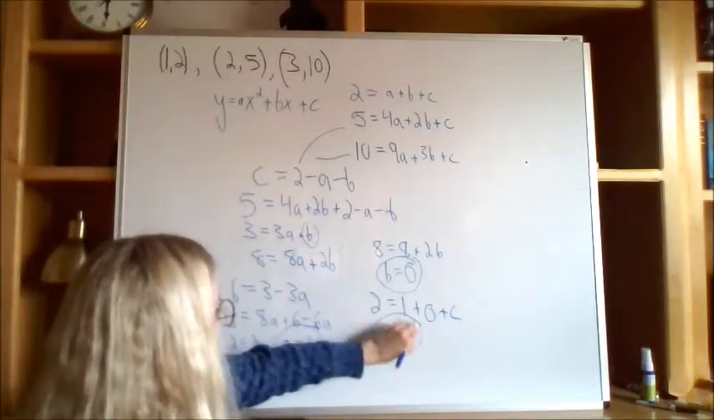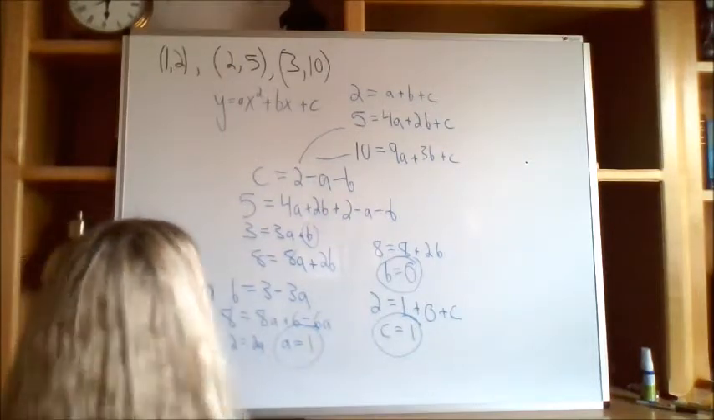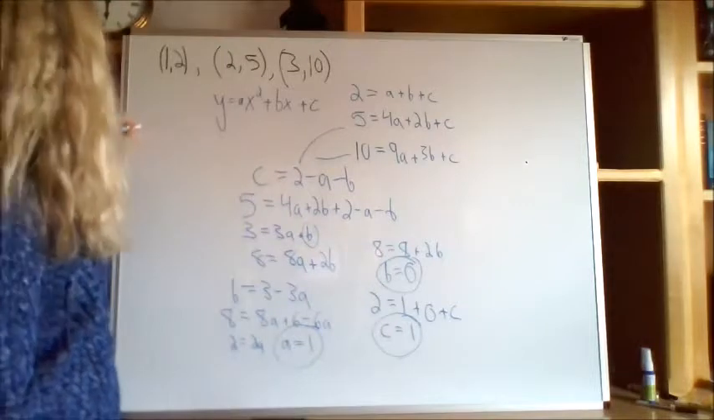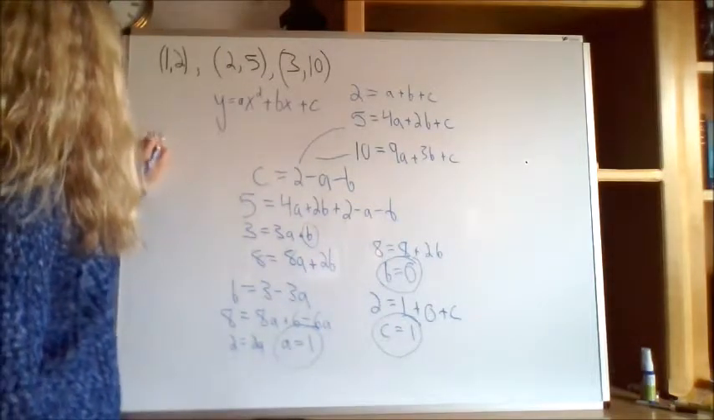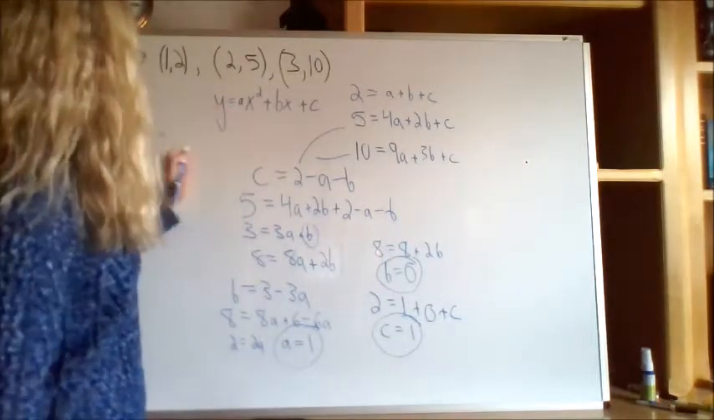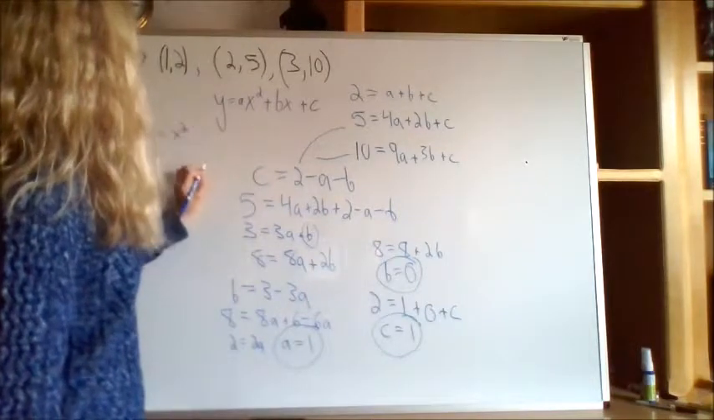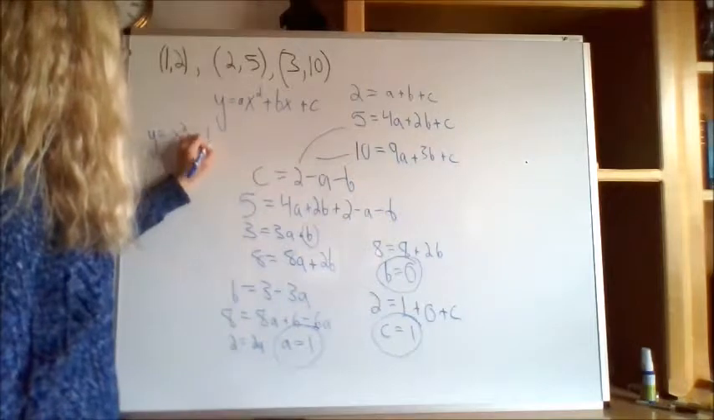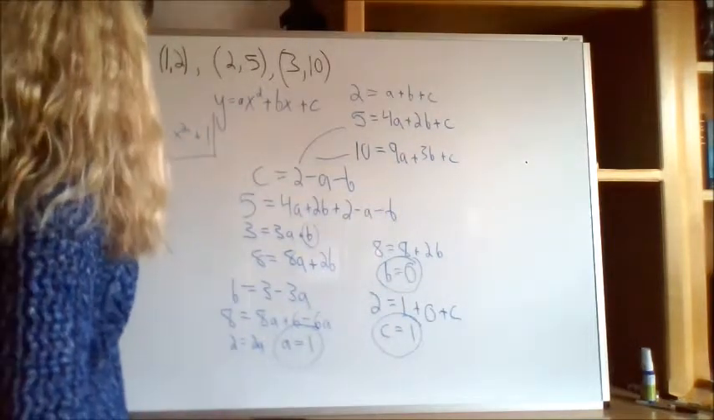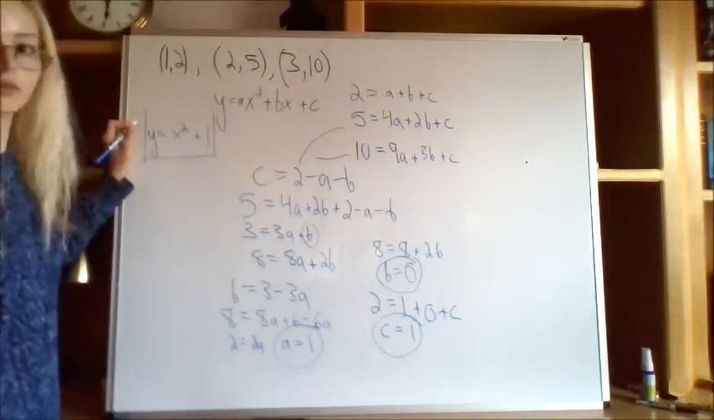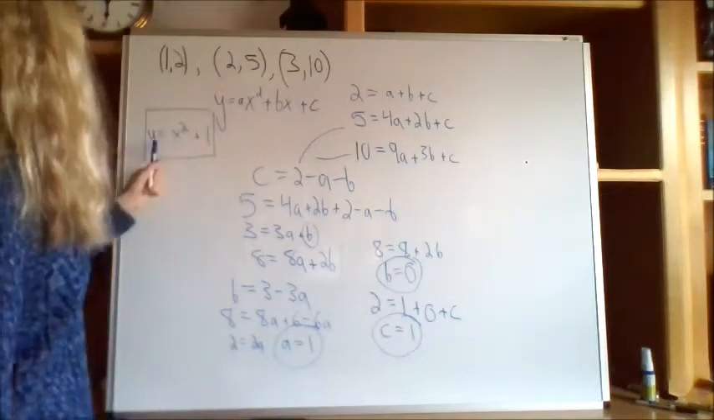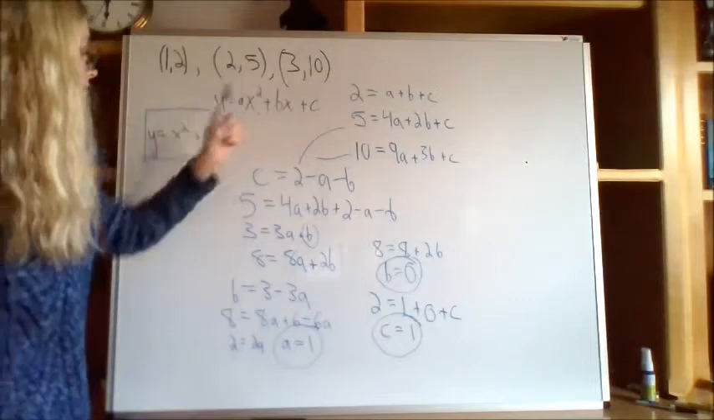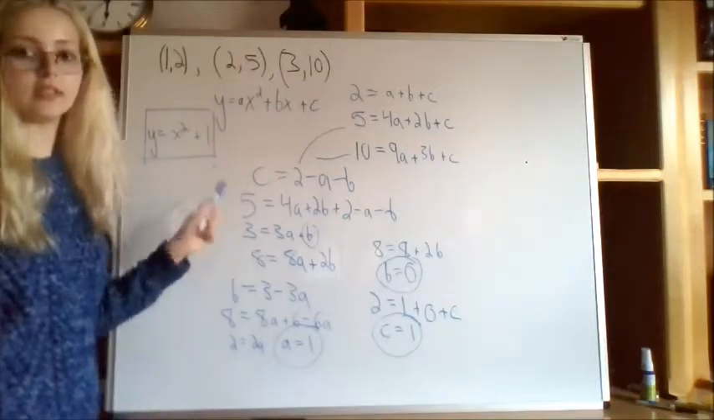So we know all of our coefficients here. And so now we can go back to this form and say that y equals a, which is 1, x squared plus 0 times x plus 1. So our formula here in general form is y equals x squared plus 1. And we can check that by plugging in each of these points.